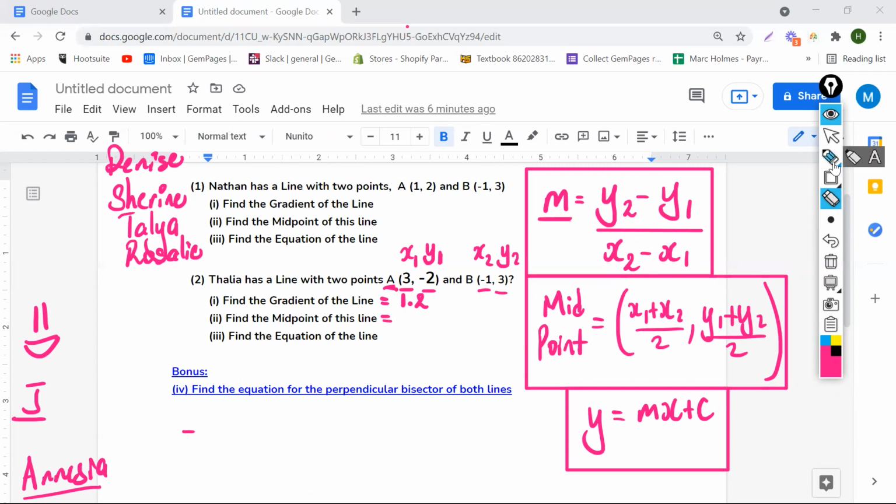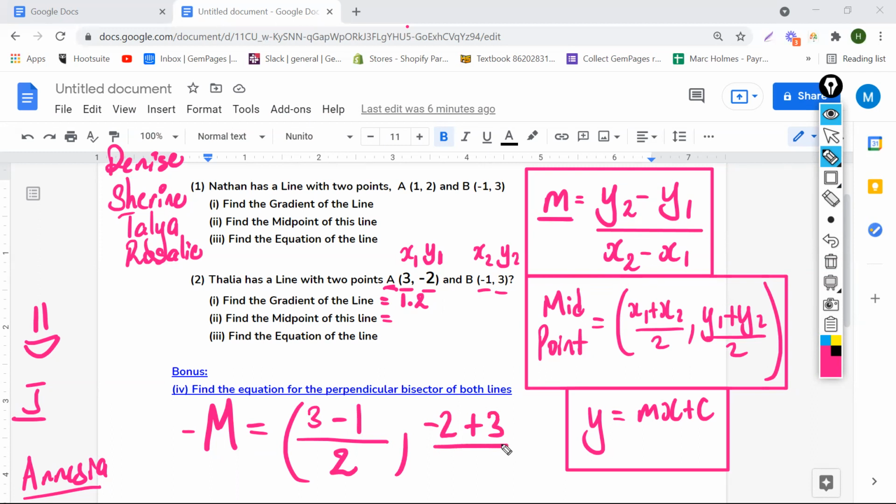So the midpoint, guys, is kind of easy to find. Let's call it capital M, big M, not small m like the gradient, but big M. And it's x1 plus x2 over 2, which in this case is 3 plus -1, so 3 minus 1 over 2. And then the second value is y1 plus y2 over 2, which is -2 plus 3 over 2. And of course, when we add -2 to 3, we're going to get a +1.